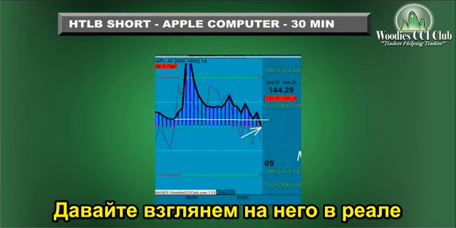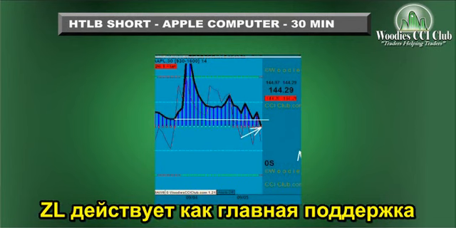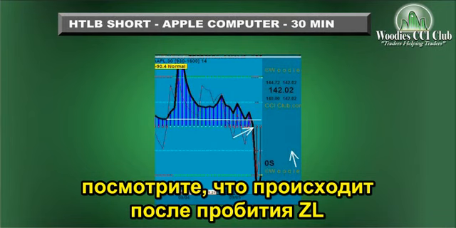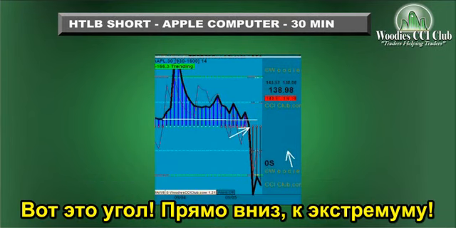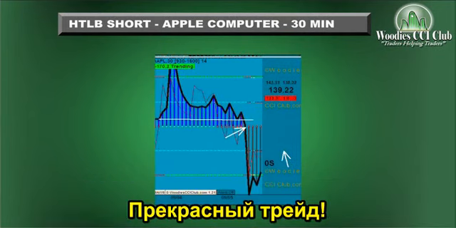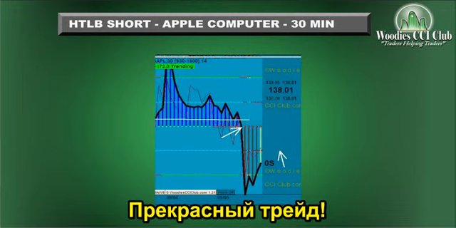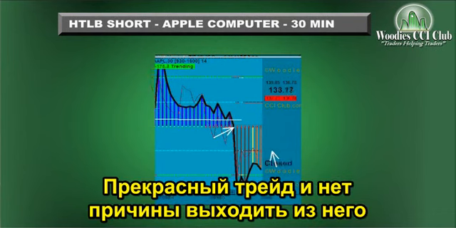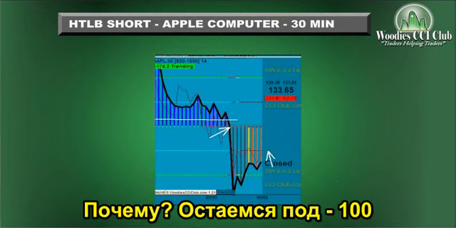Now let's take a look at this in real time. Zero line acting as major support. Look what happens when you break through major support. How's that for an angle? Right down to extremes. Just blew by all that support and minor support. Beautiful trade. No reason to get out of this trade yet.